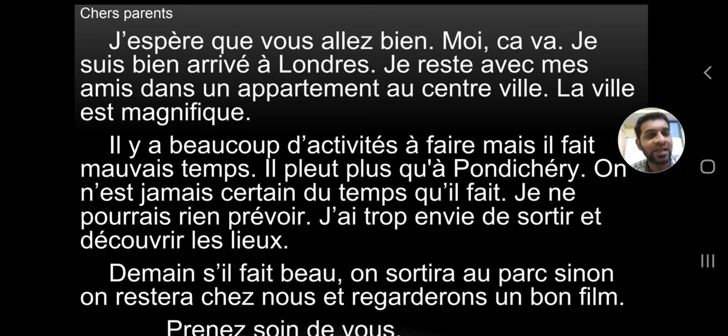Il y a beaucoup d'activités à faire, mais il fait mauvais temps. There are a lot of activities to do, but the weather is bad. Mais il fait mauvais temps, but the weather is bad. Il pleut plus qu'à Pondichéry. It rains more than in Pondicherry. So we got this line even in the dialogue, in the translation. It rains more than in Pondicherry.